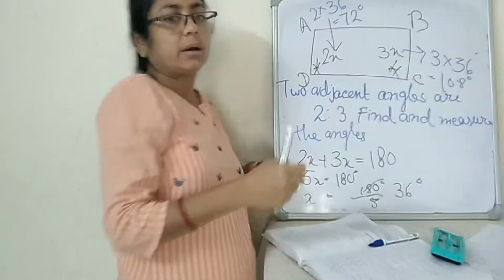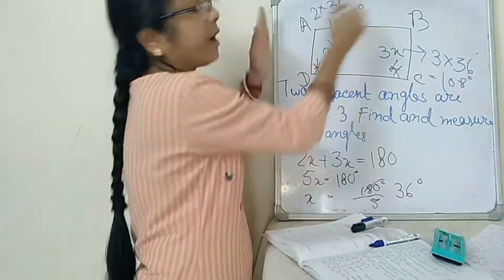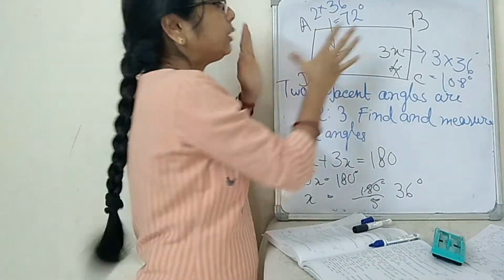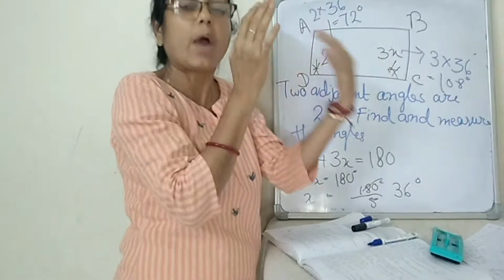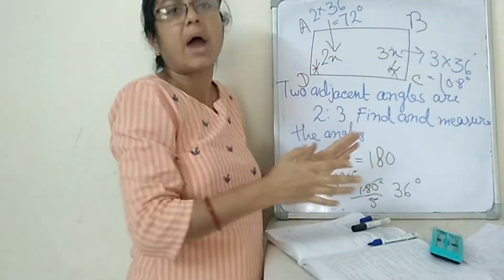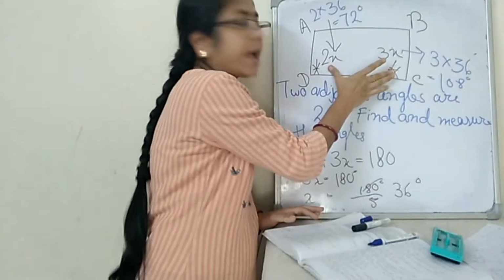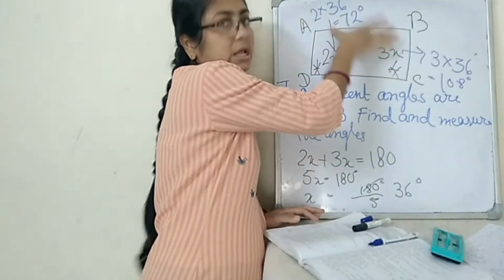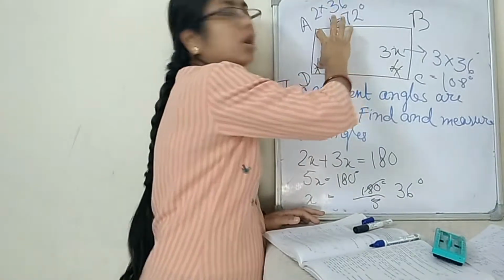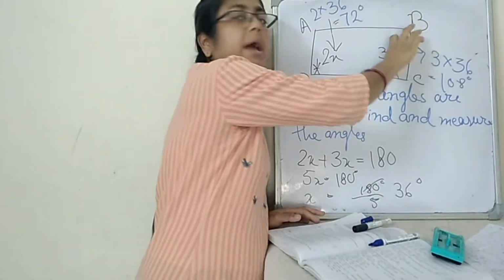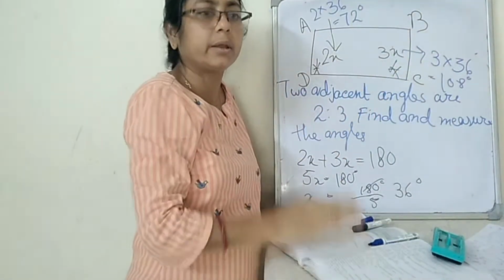Clear? So now I can tell, when I draw a parallelogram, the two adjacent angles, if you add them, it is always 180 degrees, not more than 180 degrees. Means these two angles always add to 180 degrees, these two angles always 180 degrees, these two always 180 degrees, and these two angles add, it is always 180 degrees. Clear?